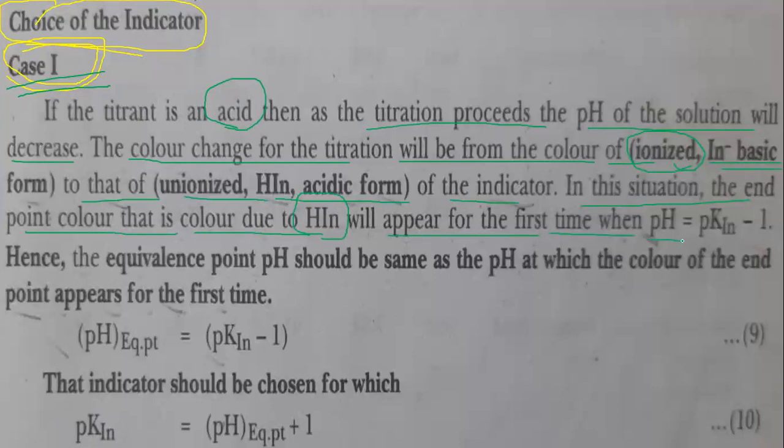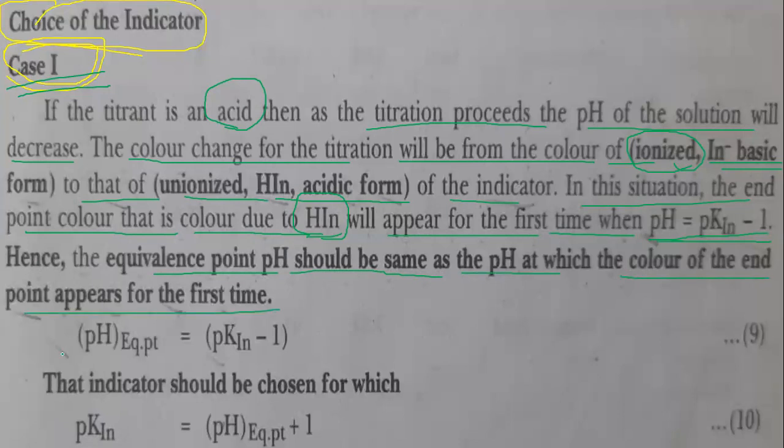So the color is changing from the basic form to the acidic form of the indicator. In this situation, the end point color, that is the color due to unionized form, will appear for the first time when the pH will be equal to pKin minus 1. Hence the equivalence point should be the same as the pH at which the color of the end point appears for the first time.